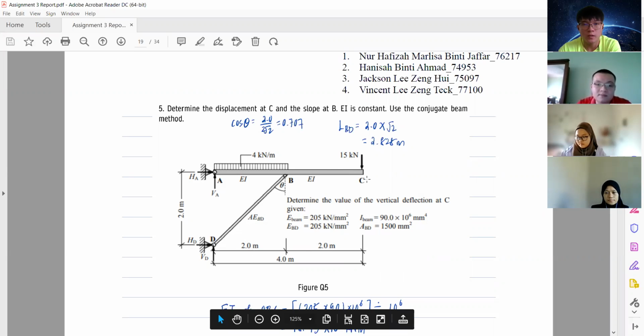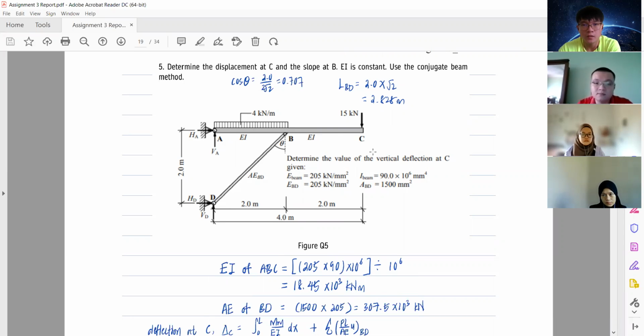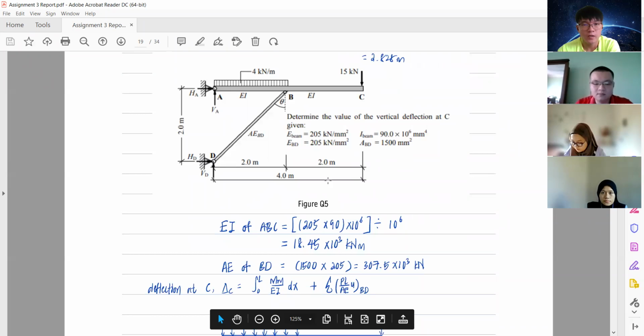First of all, I calculate the EI of ABC, which is this beam, since the question asks us to find the vertical deflection at C. So the EI of ABC is 18.45 times 10 to the power of 3 kilonewton meter square. And then again, I find the AE of this pin member, BD.